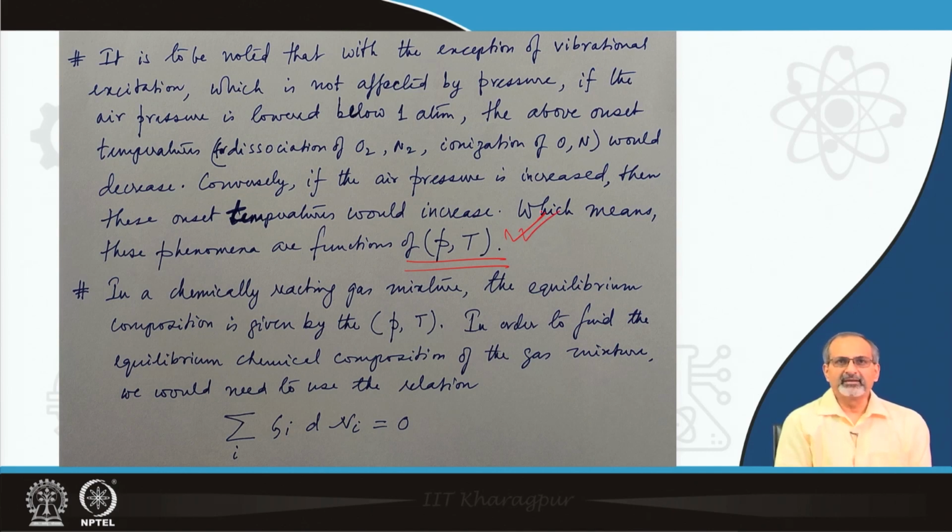In a chemically reacting gas mixture, the equilibrium composition is also given by P and T. In order to find the equilibrium chemical composition of the mixture, we will need to use the relation sigma Gi dNi equal to 0, which we have already derived and shown.